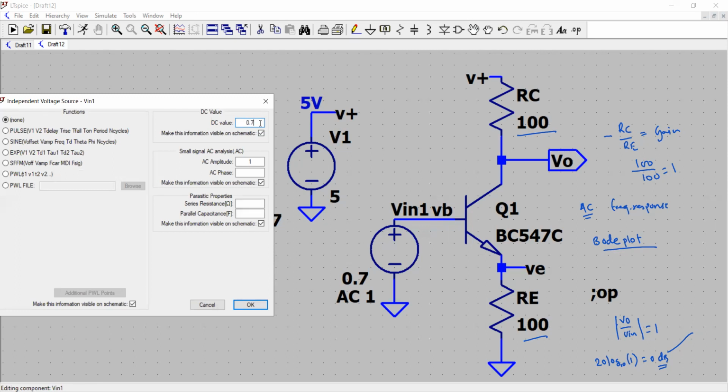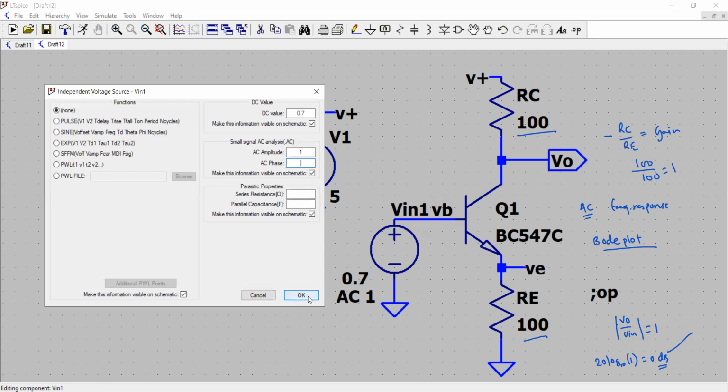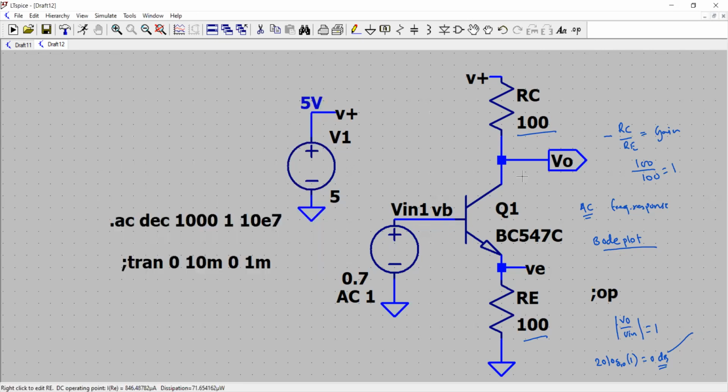So for AC analysis, I kept the DC bias point as it is, 0.7. Right now, I will just introduce a small signal AC voltage source, having the value of 1. Phase, I will leave it empty. And that's how you do it. You select none here, then click OK. After that, the values of the resistors and everything is set. You have a DC 5 volt voltage source coming right here. You can just right click and highlight the net to see the connection between this net and this net.